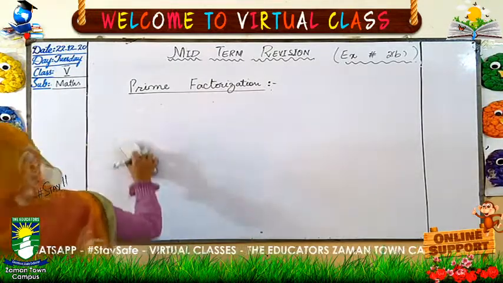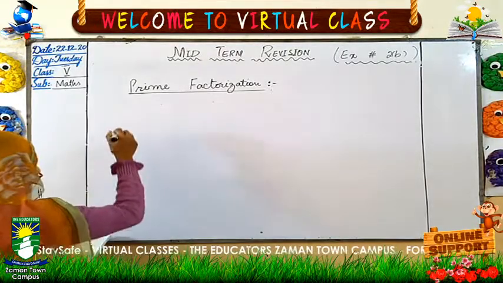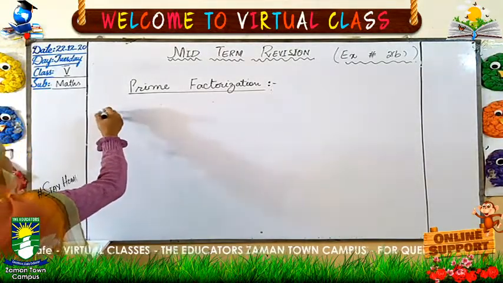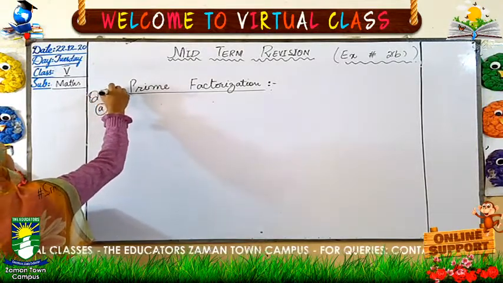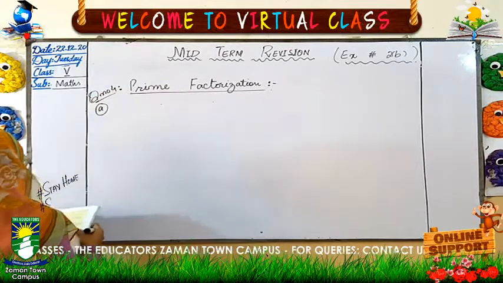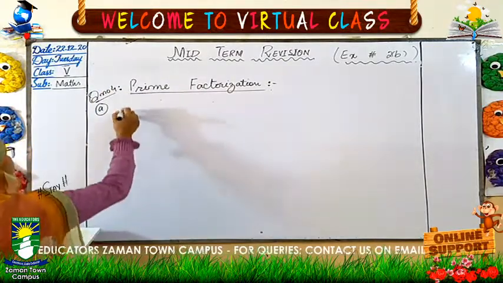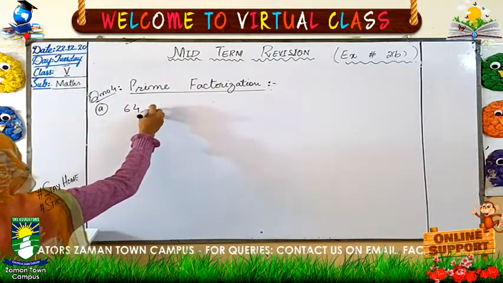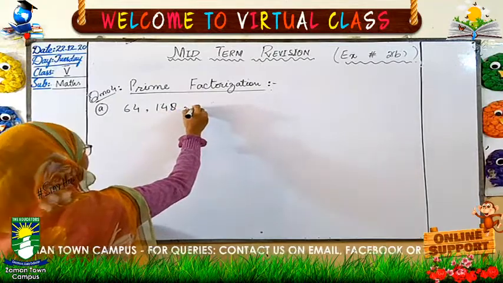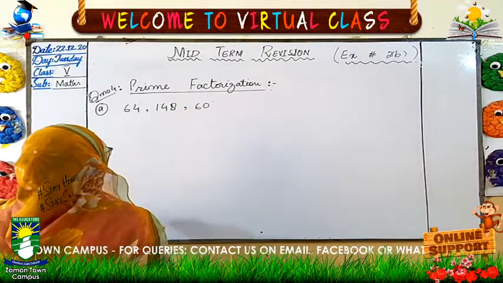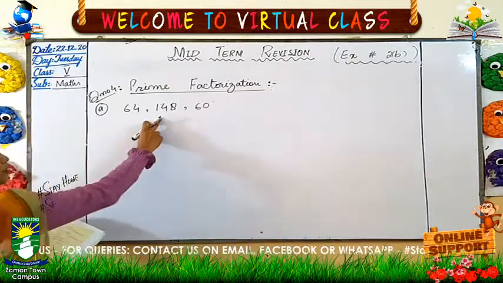Take a question. It is part A, question number 4, which is 64, 148, and the last we are having 60. We are having 3 numbers in this question: 64, 148 and 60.